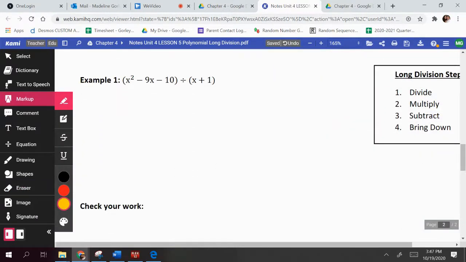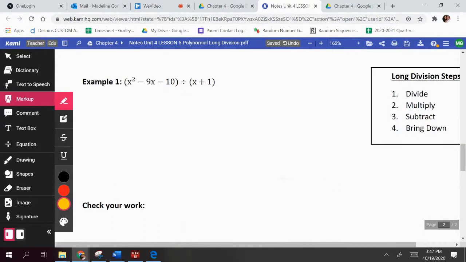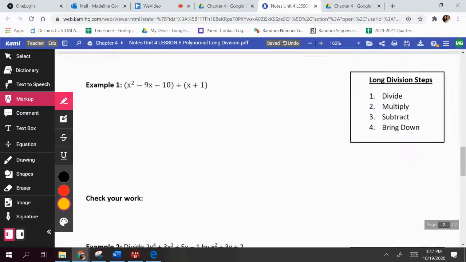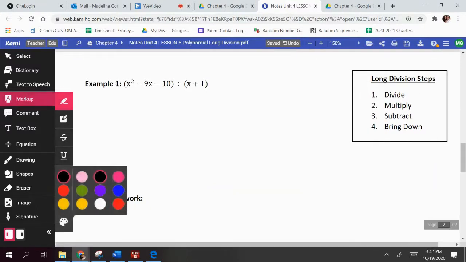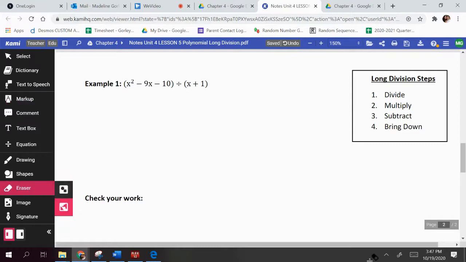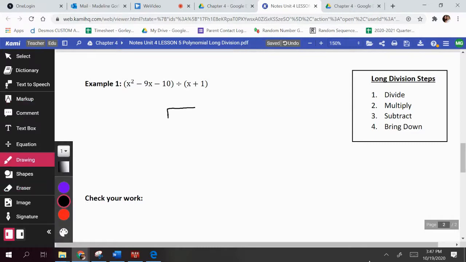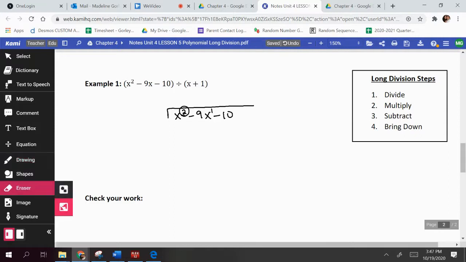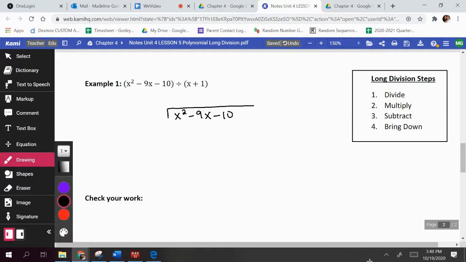All right, so in example 1, let's go ahead and do this long division process. When we're preparing for division, we want to make sure that everything is written in standard form. So under this division bar, we're going to have x squared minus 9x minus 10. We start with our highest power, and it does descend from left to right. We're not missing any terms, so we don't need placeholders. And we're dividing by x plus 1.